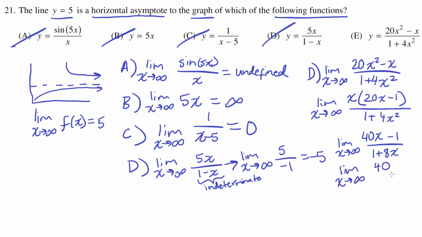Then this time we'll be left with 40 over 8, since the derivative of 40x is just 40 and the derivative of 8x is just 8. Now, since there are no more x's, this is just the limit of a constant, and 40 over 8 is just equal to 5. So that means for this function in E, as x approaches infinity, the limit of the function approaches 5. So that means this does approach an asymptote at y equals 5. So E is the correct answer.